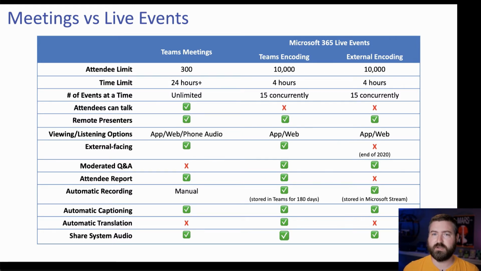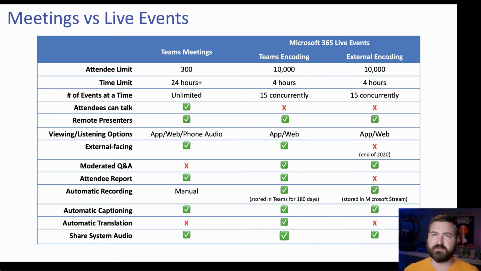You also have a limit in the length that you can do a Teams meeting versus a Teams live event. The Microsoft 365 live events are capped at 4 hours in length. Now, again, because of COVID-19, they're currently set to 16 hours. So you can have a 16-hour long live event. But in July, that's going to scale back down to the 4-hour limit. So just keep that one in mind.